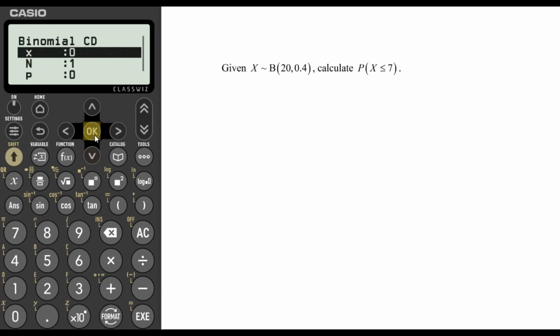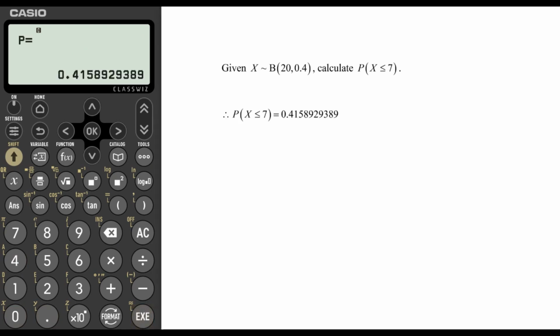Scroll down to variable, x is 7, n is 20, p is 0.4, and if we execute this, you will find that the probability that x is less than or equal to 7 is 0.415, etc.